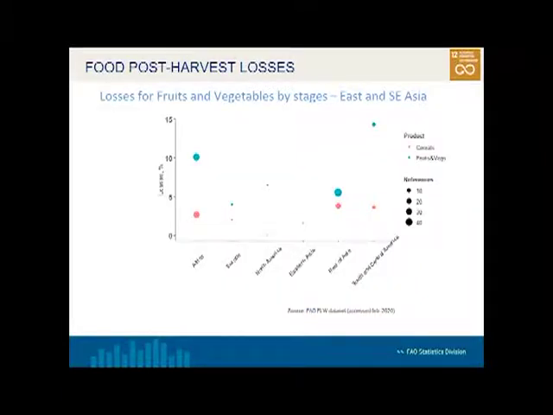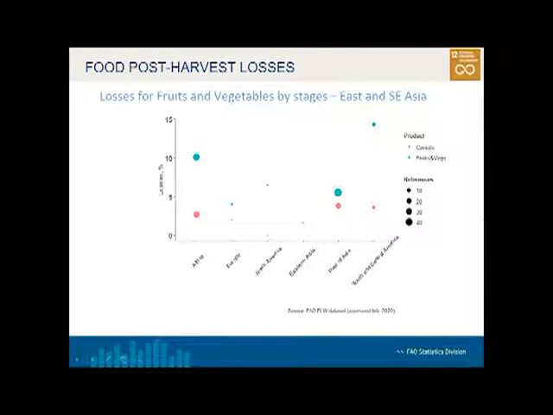This is another analysis that we did. It's not a chart that you will find on the database, but it was really a quick comparison of cereal losses in pink, fruits and vegetable losses in light blue, across the various regions of the world. And so you can see that East Asia, in the end, has very few observations because the dots are really very, very small. And Eastern Asia here, we don't have Southeast Asia, but Eastern Asia has also got relatively small loss percentages in comparison with the rest of the world.